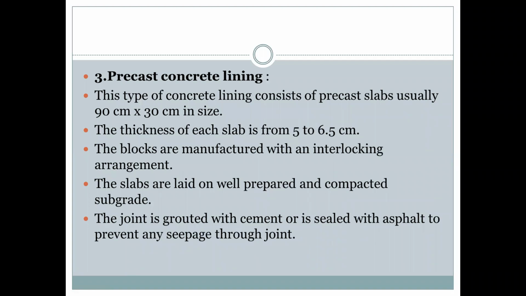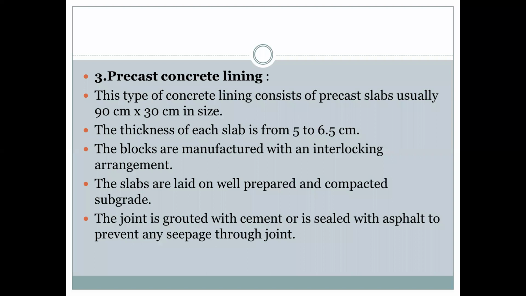The third one is precast concrete lining. In this type of concrete lining, precast slabs are used. Precast slabs having size 90 centimeter by 30 centimeter are laid on a subgrade. The thickness of this precast slab is 5 to 6.5 centimeter. The precast slabs are already cast.